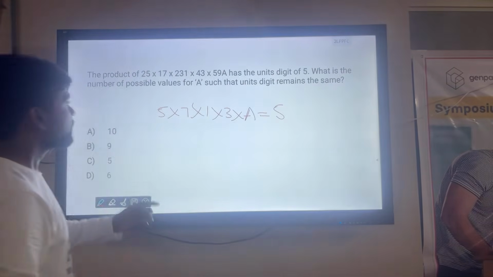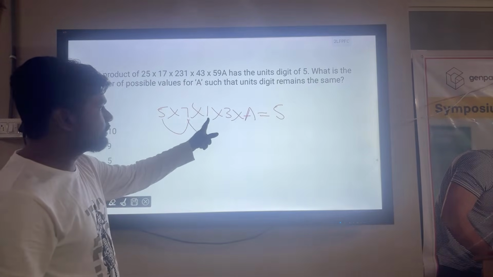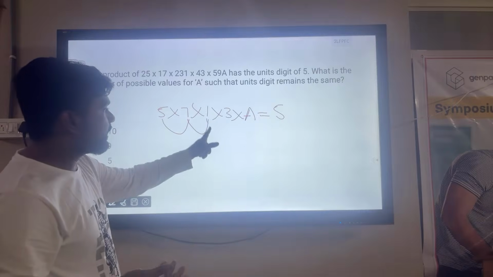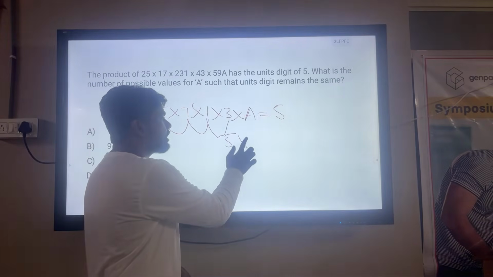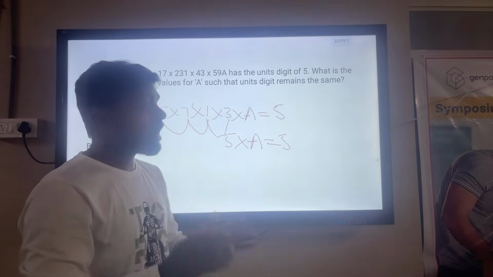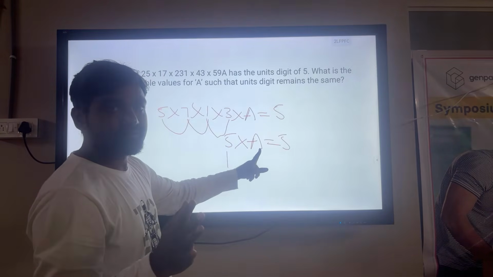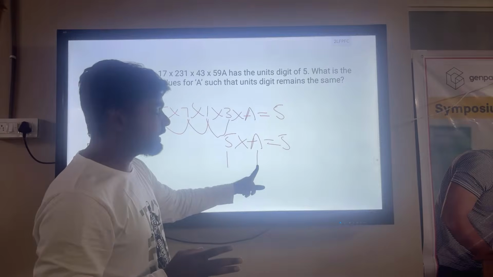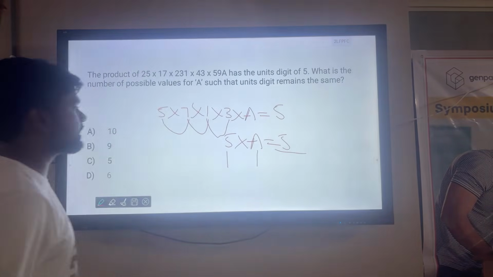Okay, here 5 times 7 is 35, the last digit is 5. 5 into 1 is 5. 5 into 3 is 15, the last digit is 5. Okay, 5 into A should give the last digit 5. You have to find how many possibilities there are. You can take any last digit, but by that you must get the answer 5 only. How many such possibilities are there?